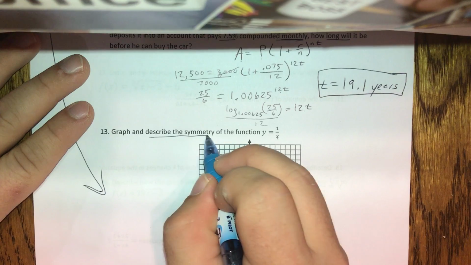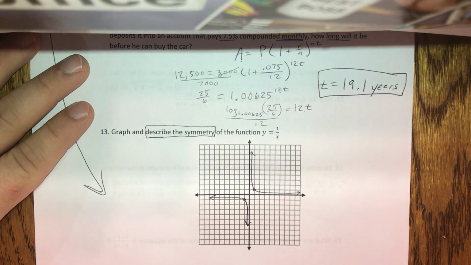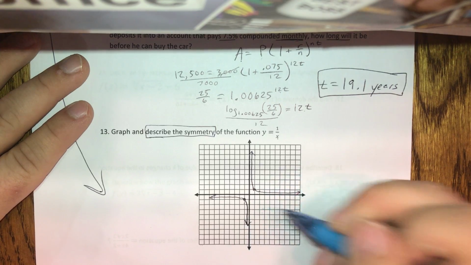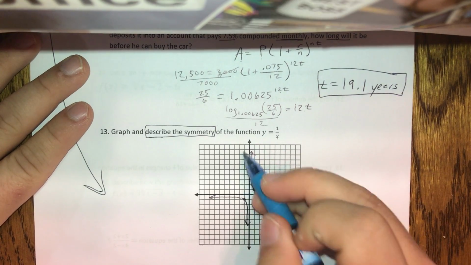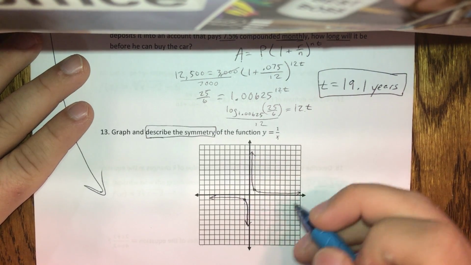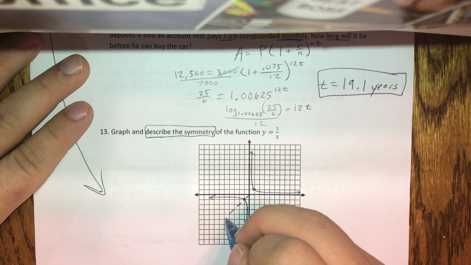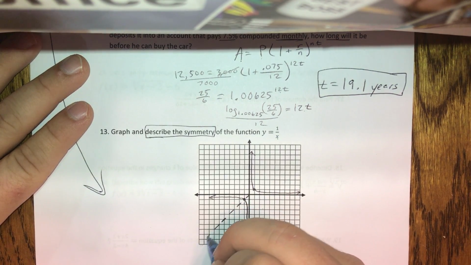It also has to describe the symmetry. For this symmetry, if I were to flip over the x-axis, this would come up here, this would come down here. They don't overlap. Flip over the y-axis, again, don't overlap. My two lines of symmetry for this one are this dotted line right here, y equals x.